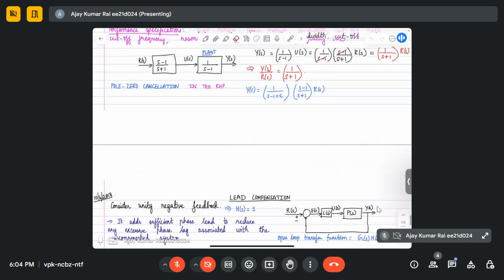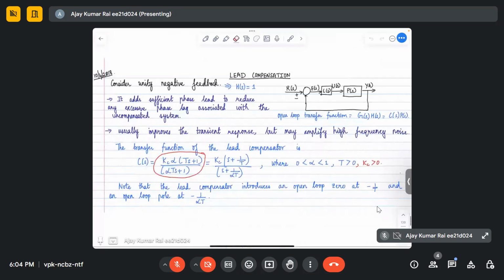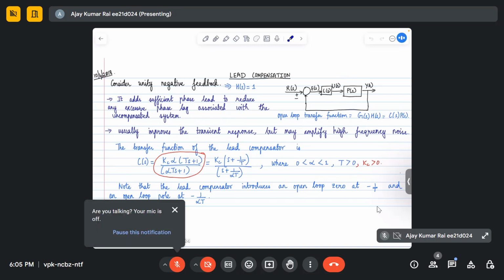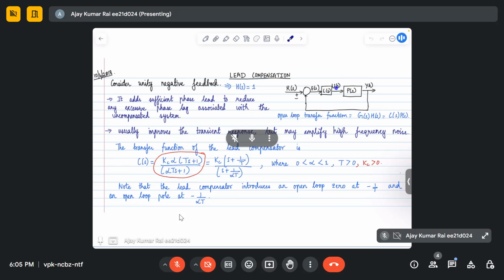So definitions we have seen. What is the bandwidth, right? And in the last week we have covered the compensators. First is the lead compensator. So why is the lead compensator used? First, what is the objective of using these compensators? It adds sufficient phase lead to reduce any excessive phase lag. What is the definition for phase lag? We have studied 180 plus some phase. If you only see the phase, we don't have enough phase margin. That's why we want to compensate the margin by using a suitable compensator, right? So that's why we are using a lead compensator.